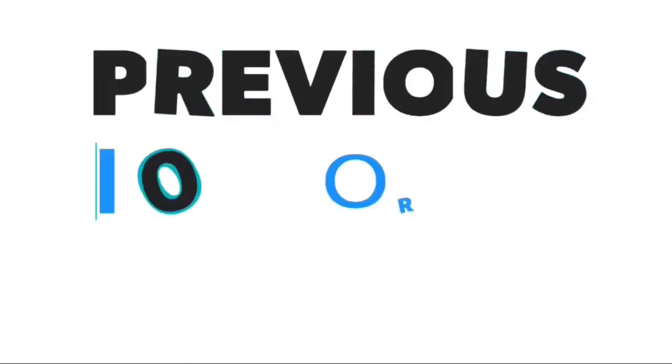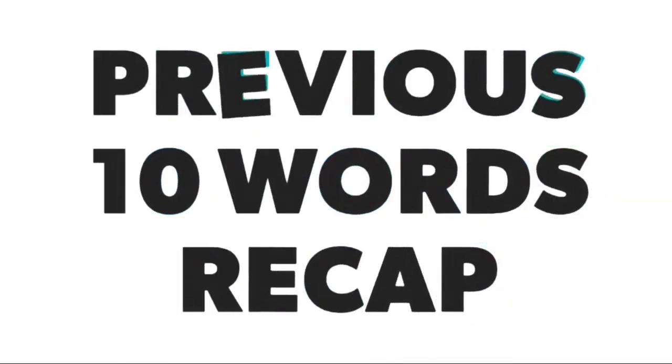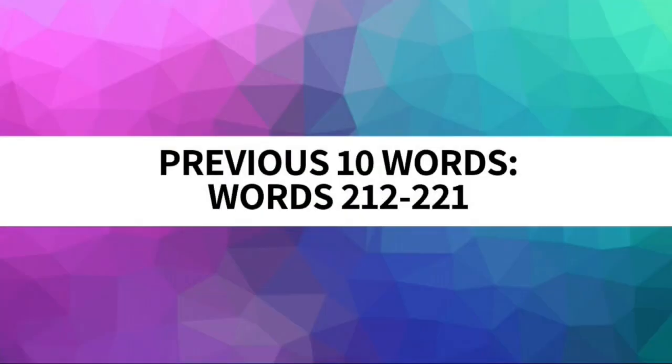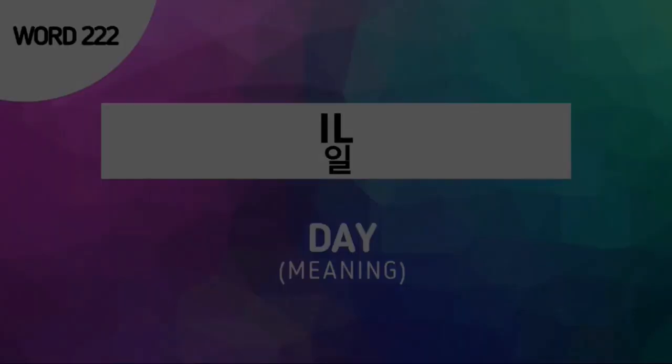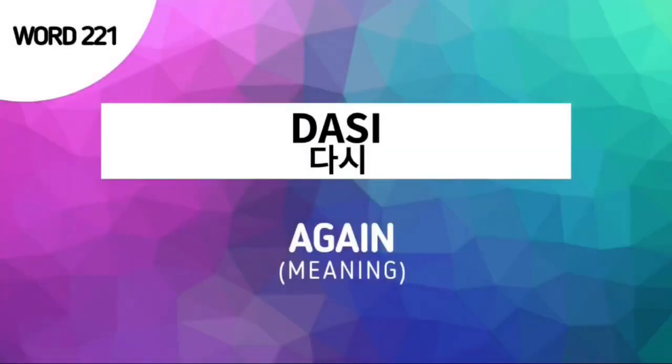Now let's proceed to the previous 10 words recap. As of now, the previous 10 words are words number 212 to 221. But don't forget our word for today, word number 222, il, which is a Korean term for day. And the first word for our review, word number 221, is dashi, which means again.